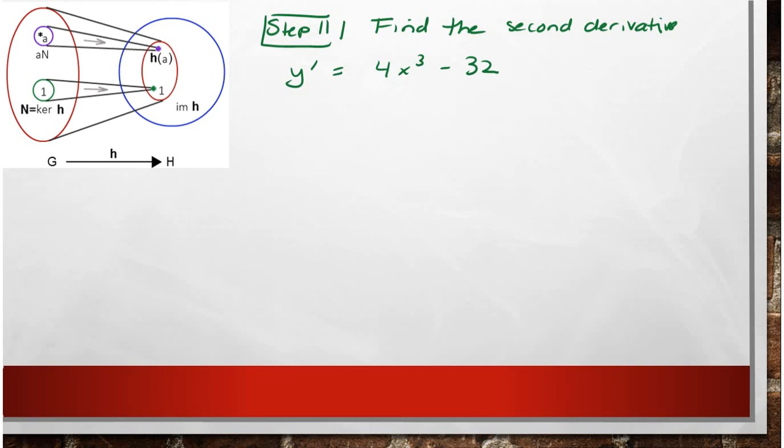Okay, now to make the concavity chart, you find the second derivative. Maybe I'll make a little tutorial video if you want to see why this works. It's pretty neat. But you find the second derivative. Y prime, I know, is 4x cubed minus 32. How do you find the second derivative? Do it again. Y double prime is 12x squared, so it's easy to find.